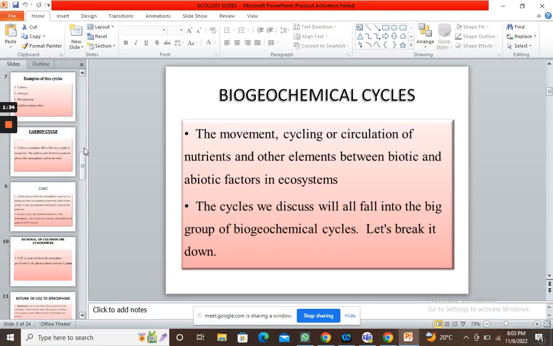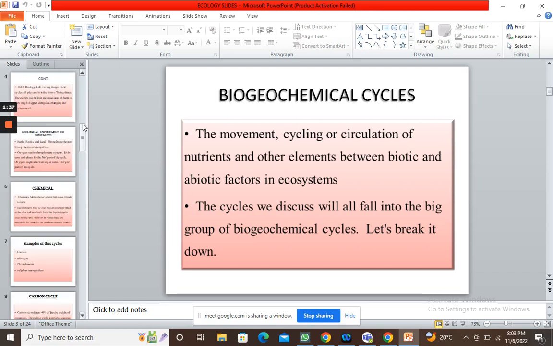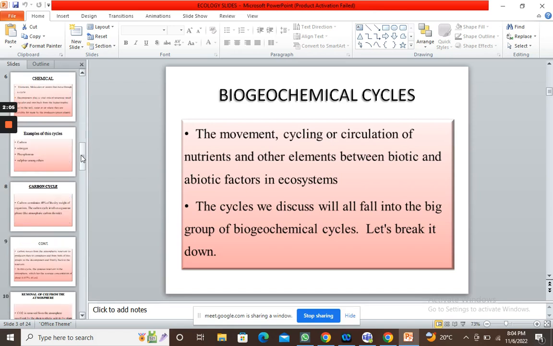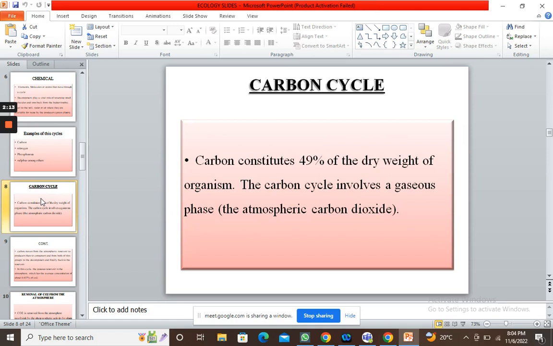So let's go straight to the carbon cycle. Carbon cycle is the circulation of carbon in ecosystem. I'm trying to share the slide for carbon, but it is refusing. Let me try again. Okay, there it is. Carbon cycle.